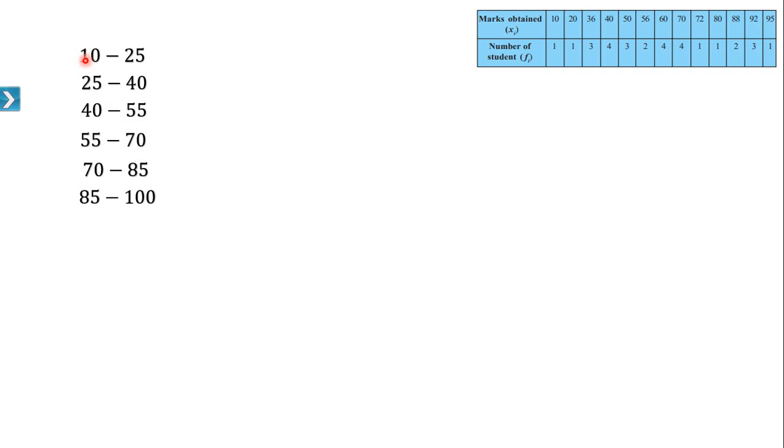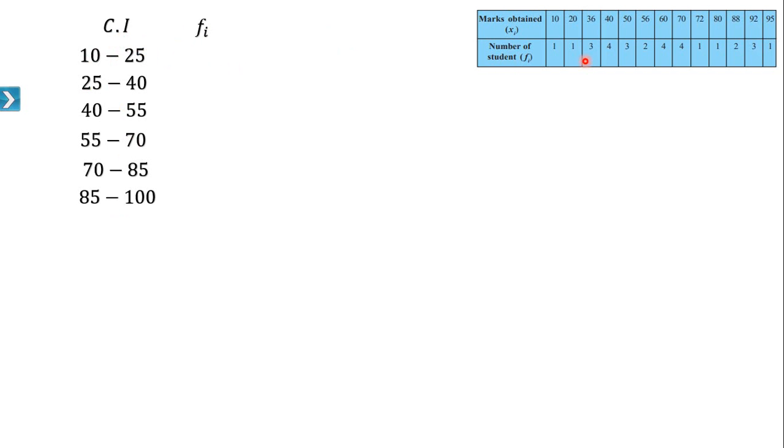The difference between the upper class limit and lower class limit is 15. So, you have to make the groups such that the class size is the same. You can choose any class size. Here I have chosen class size 15. Now, the groups 10 to 25, 25 to 40, 40 to 55, 55 to 70 are called class intervals, and we have to write the frequency, that is Fi.